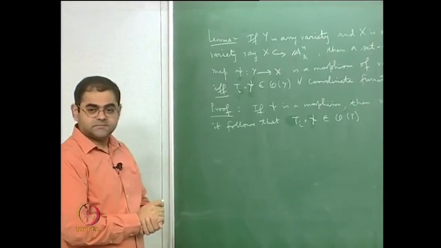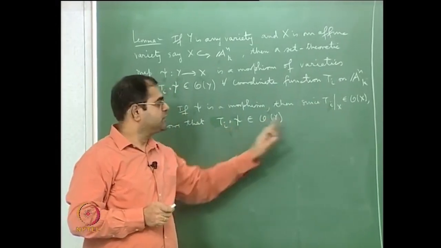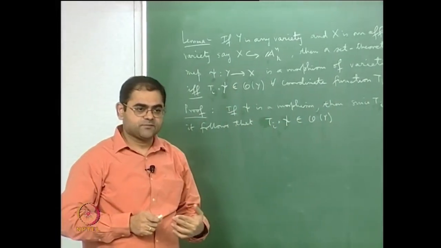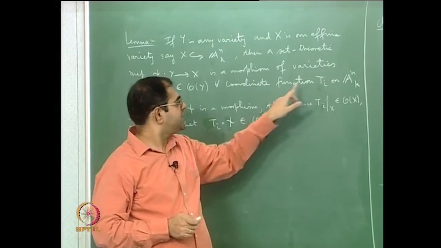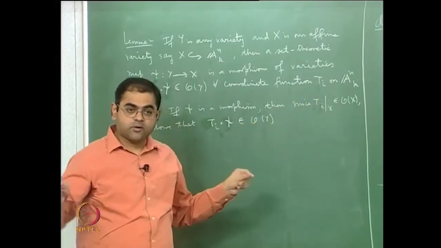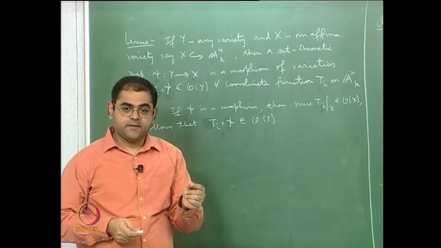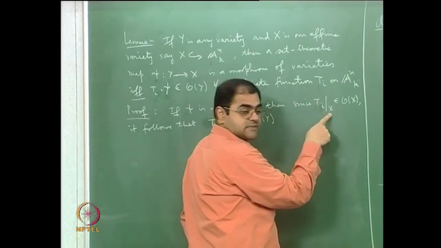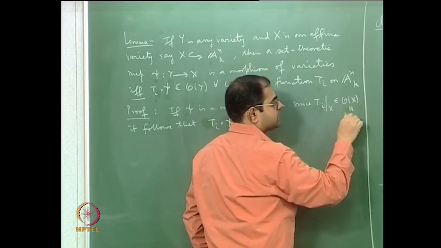This is very simple. That's just because of the definition of a morphism, because a morphism is supposed to pull back regular functions to regular functions. So the coordinate functions on An, if I restrict them to x, are going to be regular functions on x, because after all the coordinate functions on An are the polynomial variables. When I say coordinate function ti on An, I am thinking of the functions on An as given by the polynomial ring in the n variables t1 through tn. So each ti is a polynomial.